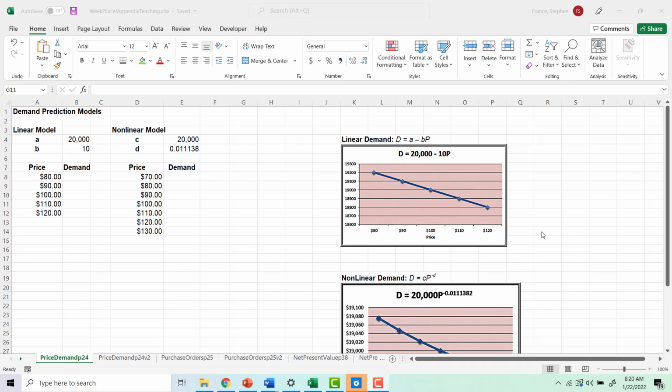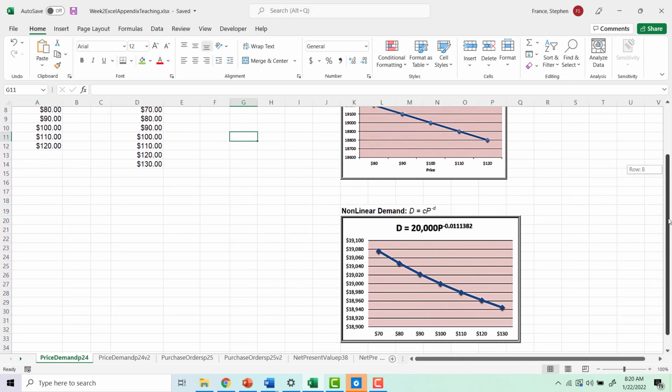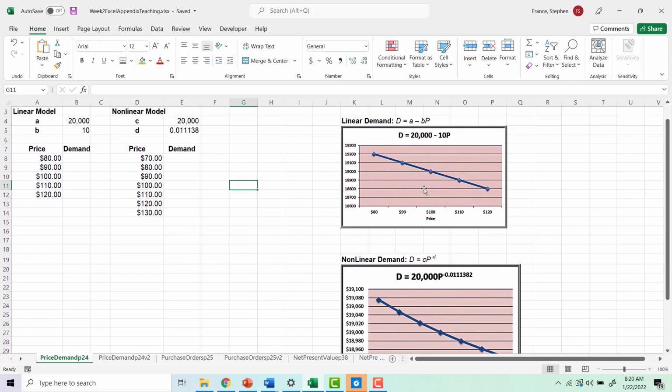Okay, so welcome to the first Excel example. We're actually starting off with one from the book. The idea of the example in the book is we're just showing you that different models can be fit in different ways. And we have the same problem here.